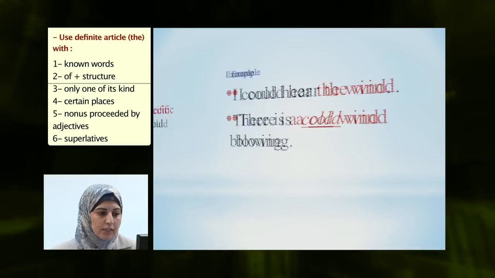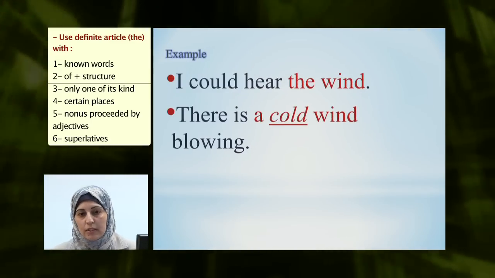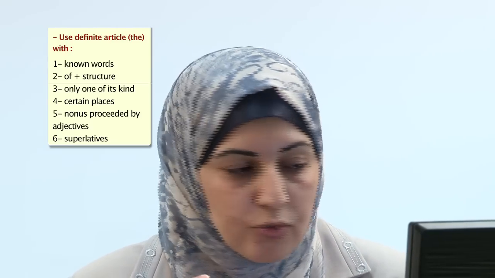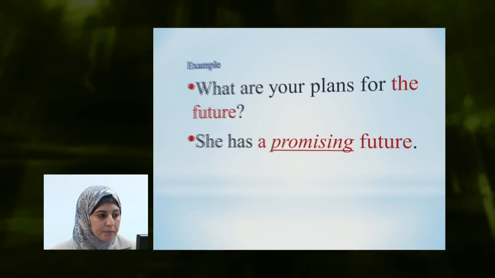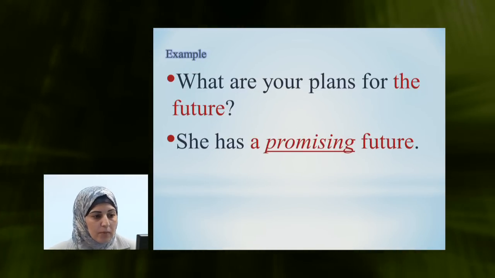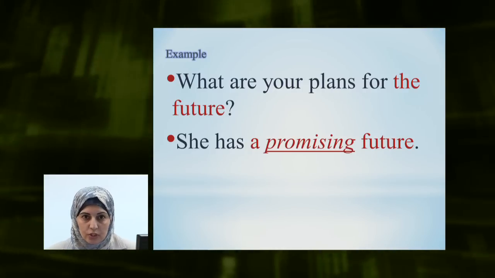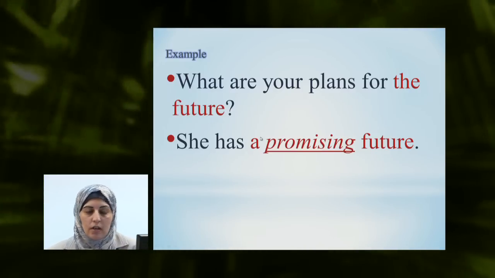But if you want to describe specific case of these nouns, you should use the indefinite articles a or an. For example, I could hear the wind. The wind, of course, you need the article the. But you want to specify what kind of wind. You say there is a cold wind blowing. And also you say, what are your plans for the future? You use the article the with the word future. But if you want to specify more, you say she has a promising future. Again, you notice here that we use the article a.